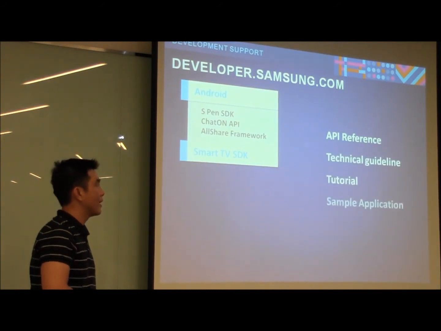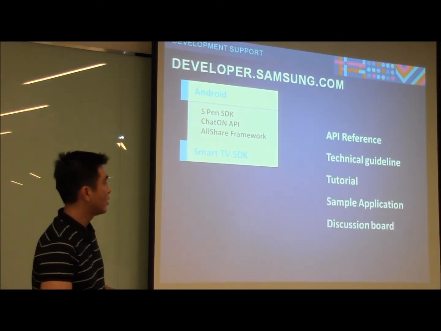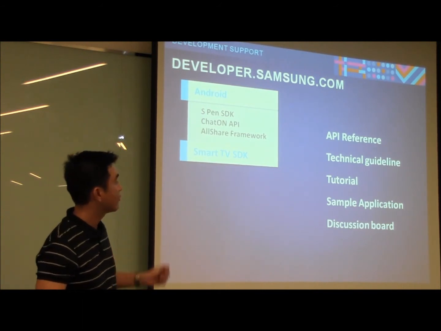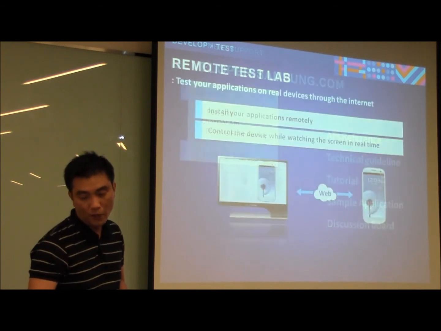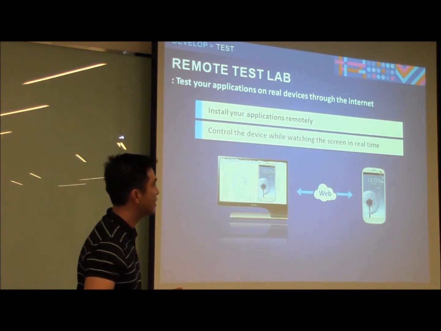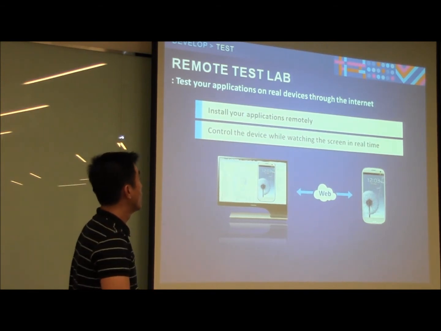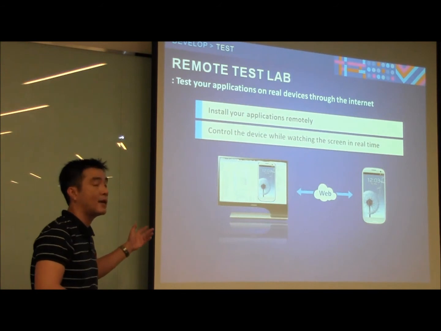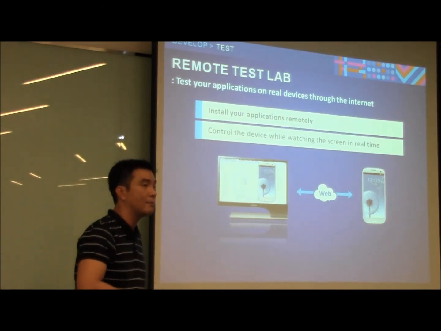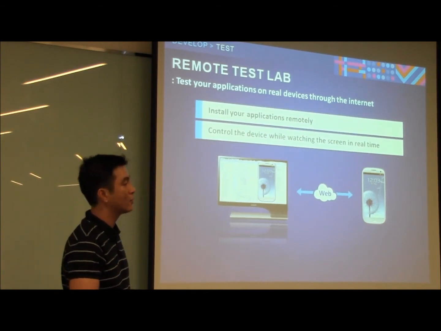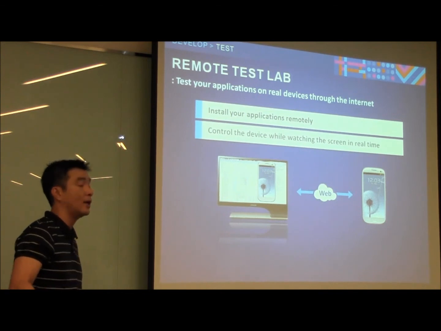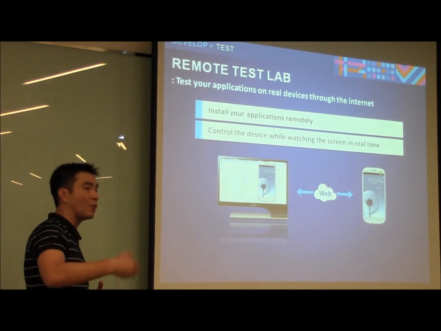So our website, as with most other developer organizations, supports all our API references, tutorials, sample applications, and of course we have the discussion board as well. A question earlier from one of the organizers here was, how do I test my applications? Well, currently we have a remote test lab where devices are enabled over the internet in Singapore. For you guys next time, if you want to get an actual device, we are going to start up a loan service very shortly. It's not going to happen within this month, but I'm working on that.